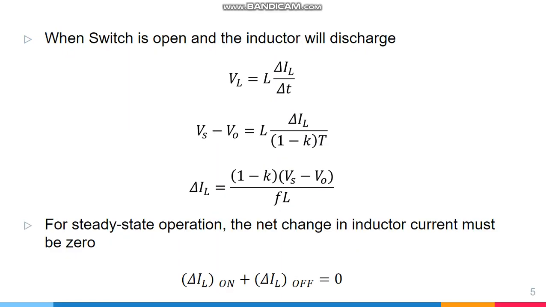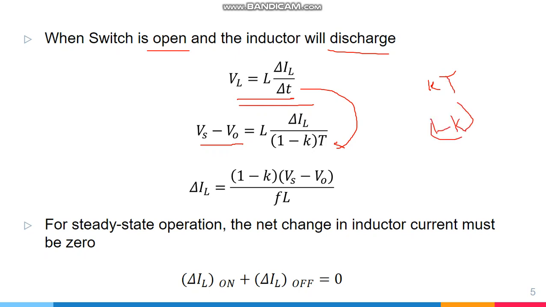Okay, when the switch is open during the second mode, we know that the inductor will be discharging. Therefore, the voltage across this inductor can be governed by the basic equation VL is equal to L delta IL over delta T, and the voltage across this inductor during this off time is Vs minus V naught, equal to L delta IL over (1 minus K) into T. Instead of delta T we have used the off time. If the switch is on for KT time, then the switch will be off for (1 minus K) into T.